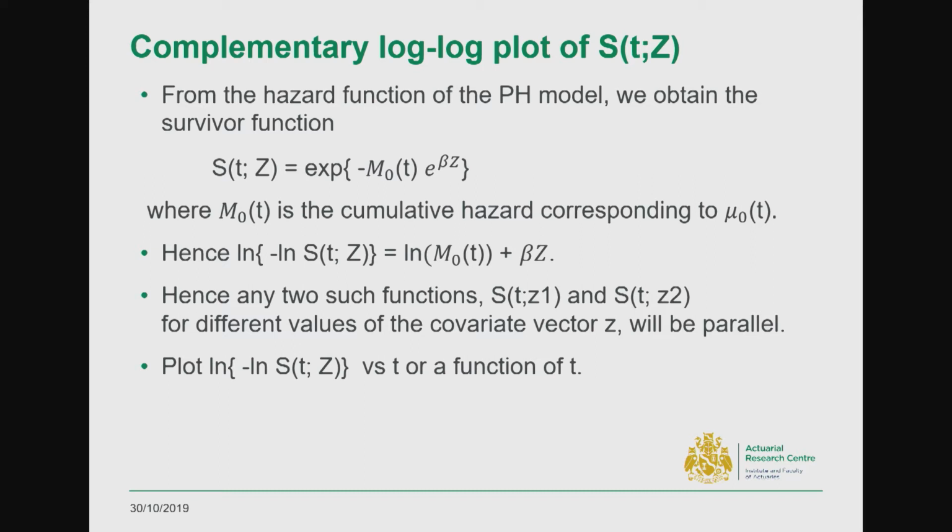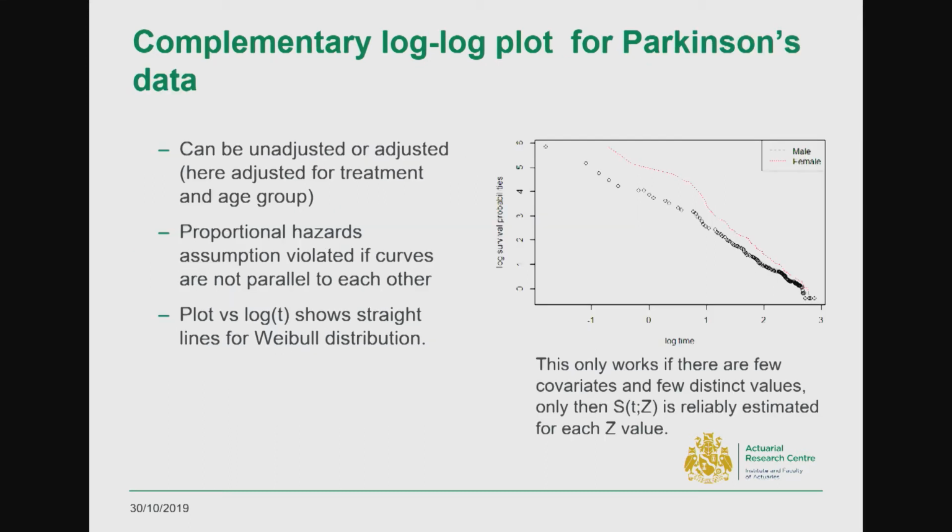Two lines should be parallel if we want the proportional hazard assumption to be met. This plot shows that the lines are not parallel at all. They sort of cross in the end. We can make this plot for an adjusted or unadjusted model, but I think it was an adjusted model. This plot shows that the proportional hazard assumption is violated again.